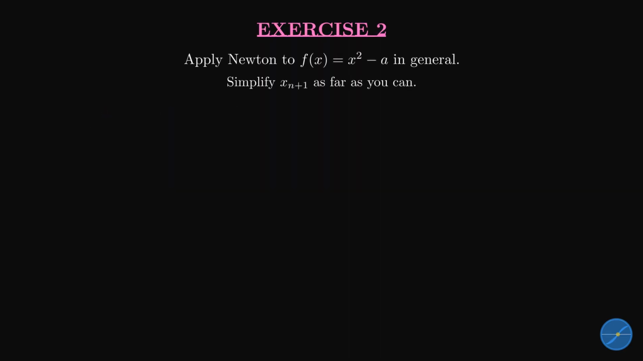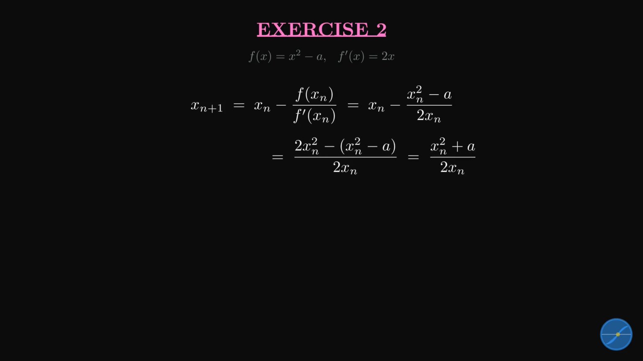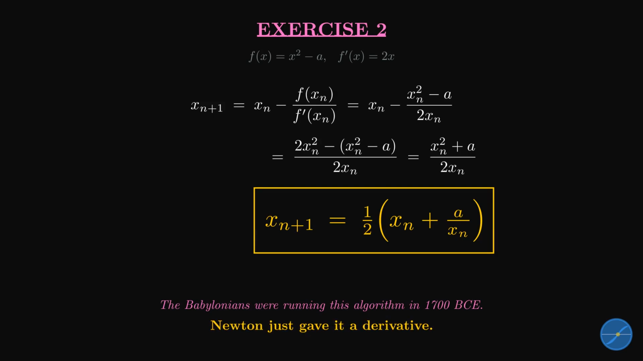Exercise 2. Apply Newton to f of x is equal to x squared minus a in general and simplify the update as far as you can. Pause and simplify. With f of x is equal to x squared minus a and f prime of x is equal to 2x, the update becomes (xn squared plus a) over 2xn, which tidies up to x(n+1) is equal to 1/2 times (xn plus a over xn). That's the ancient Babylonian square root method. They were running it in 1700 BCE. Newton just showed us where it comes from.